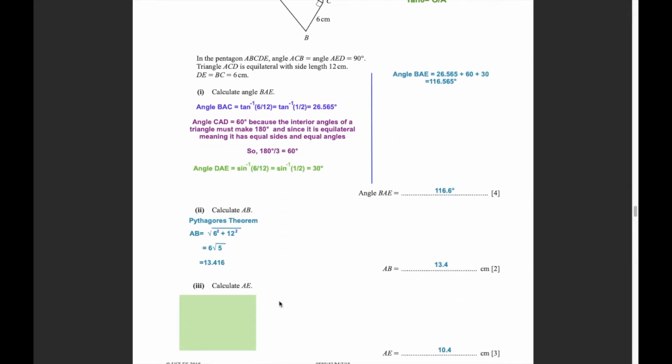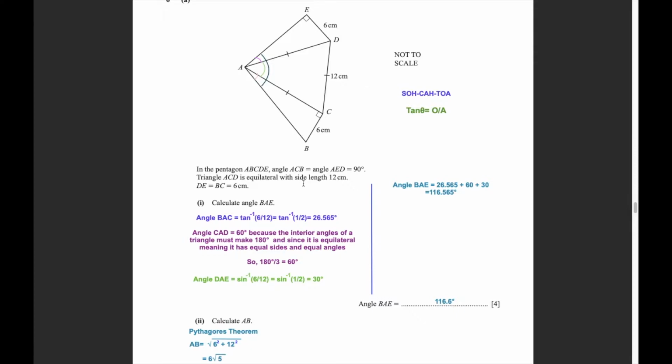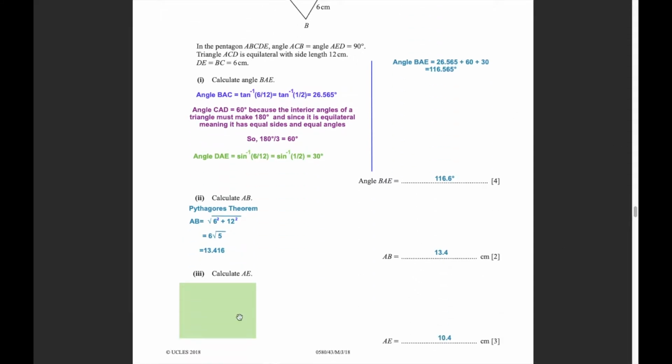Now we're asked to calculate AE. Again, we're going to use the Pythagoras theorem. AE is the one right here. This time it's one of the side lengths, not the hypotenuse, so what we're going to do is subtract. It's the same thing, but this time it's 12 squared, which is the hypotenuse, or the longest length, minus 6 squared, which gives you 6 root 3, which is about 10.392. Again, I'm keeping it to 1 decimal place, so it's 10.4 centimeters.